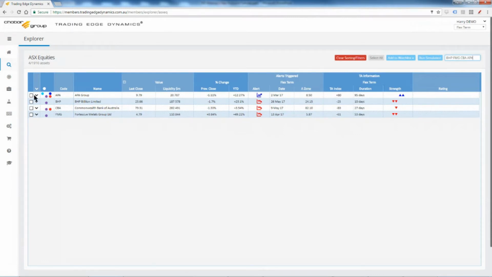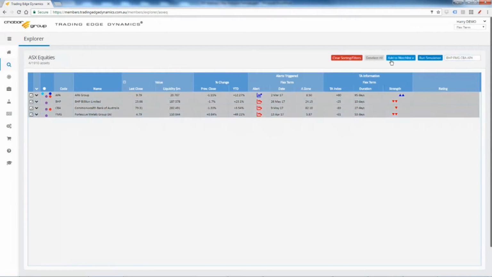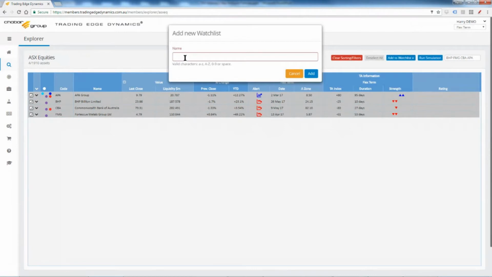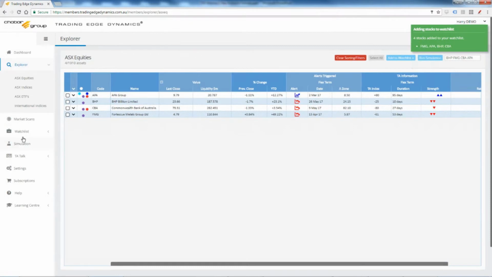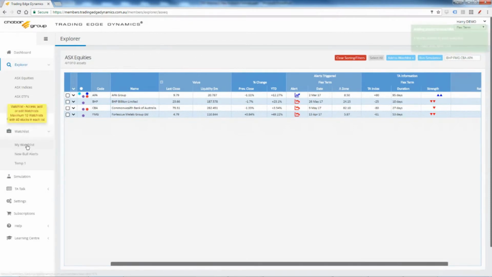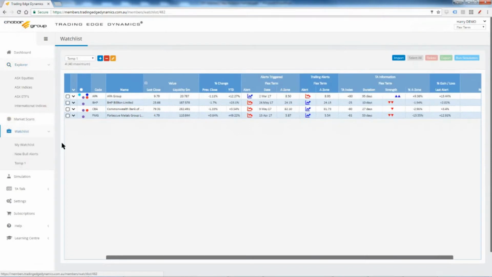Now if we were to select these and add them to a watch list, add to a new watch list again, I'll call this temp 1, okay, and we want to go and see the same information from a watch list, and just want to show you how it differs, temp 1, from the information we saw in Explorer.